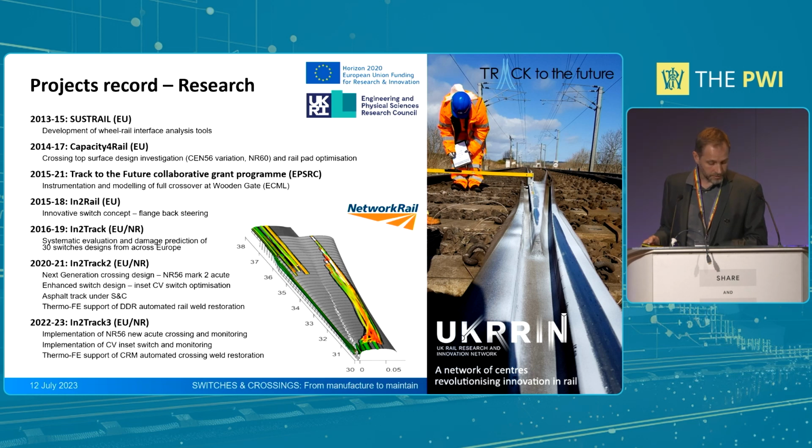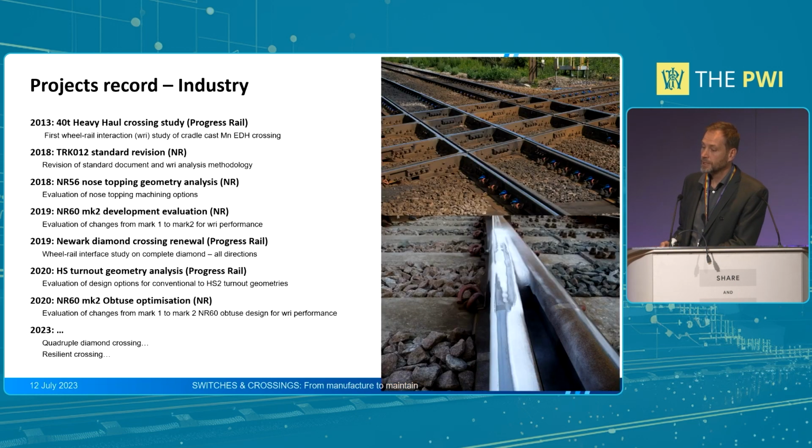I can't go into details of all these projects. There are too many, but you can be in touch later on if anything is relevant to you. I'll mention some of the work we've done directly with industry. So we also do direct consultancy and problem solving. We've participated in evaluating the wheel rail interface and interaction on the NR60 Mark II development. We looked at the Newark Diamond Crossing together with Progress Rail as well. And so again, looking at variations in the shape of the crossing to try and optimize the final solution.